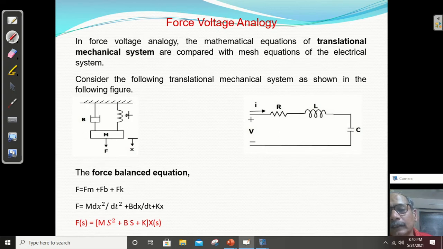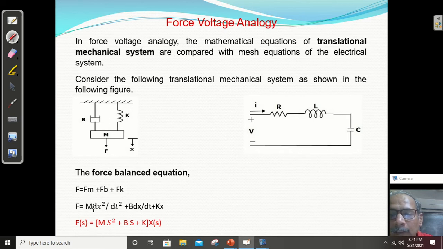For example, I have given this system. We have three elements: mass, spring and dashpot, and we are applying the force F. When you apply the force, the movement is X. If you apply the force balance equation, F equals what? F equals the force applied by the mass, dashpot and spring. So F equals Fm plus Fb plus Fk.